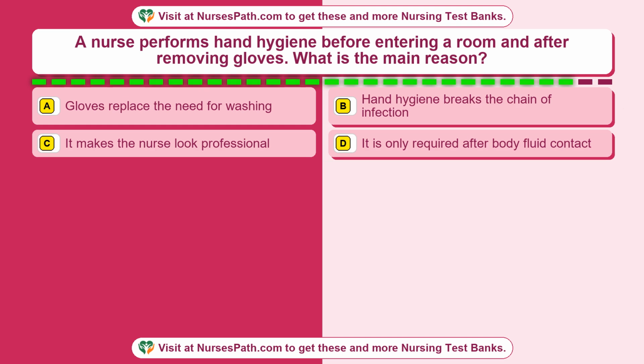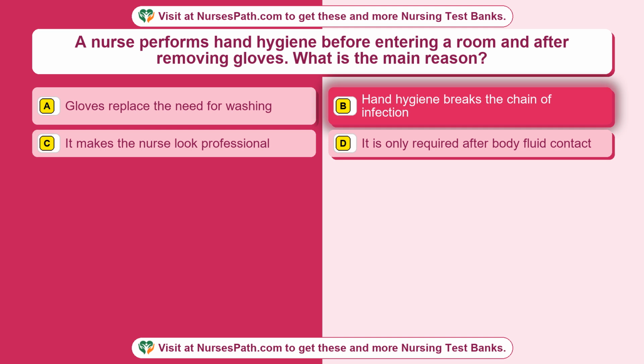Question 4. A nurse performs hand hygiene before entering a room and after removing gloves. What is the main reason? Option A. Gloves replace the need for washing. Option B. Hand hygiene breaks the chain of infection. Option C. It makes the nurse look professional. Option D. It is only required after body fluid contact.